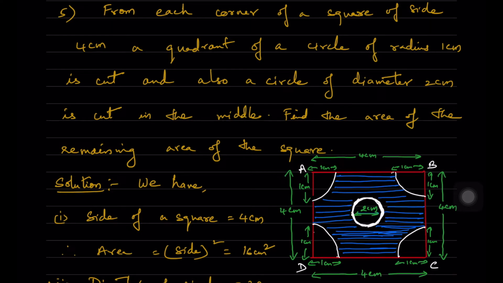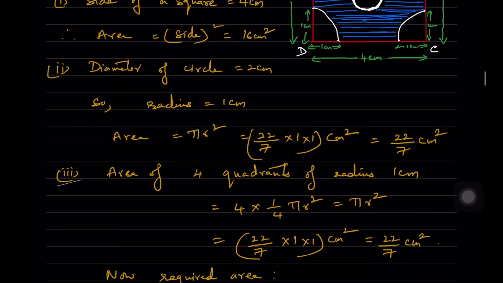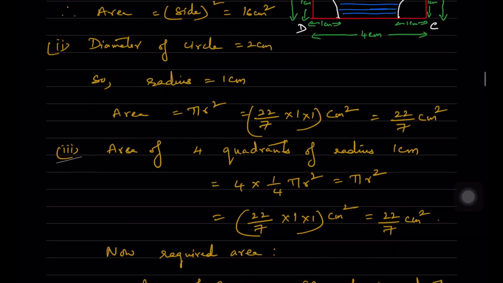The 4 corner quadrants are there, so 4 quadrants together will give you a circle. Therefore we have to find the area of that circle also, and there also the radius is 1 centimeter. The side of the square is equal to 4 centimeters, therefore the area of the square is equal to side square, which is equal to 16 centimeters square. Diameter of the circle is 2 centimeters, so radius is equal to 1 centimeter. So the area of the circle in the middle is equal to pi r square, which is equal to 22 by 7 into 1 into 1 centimeter square, which is equal to 22 by 7.